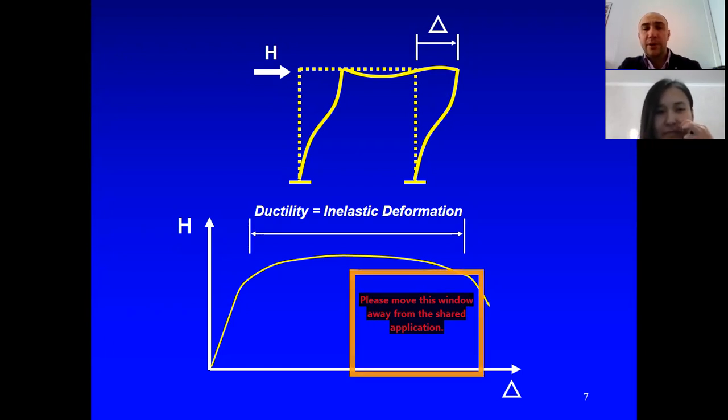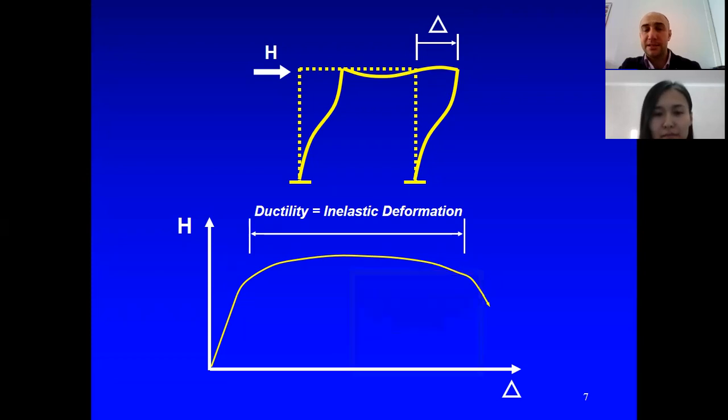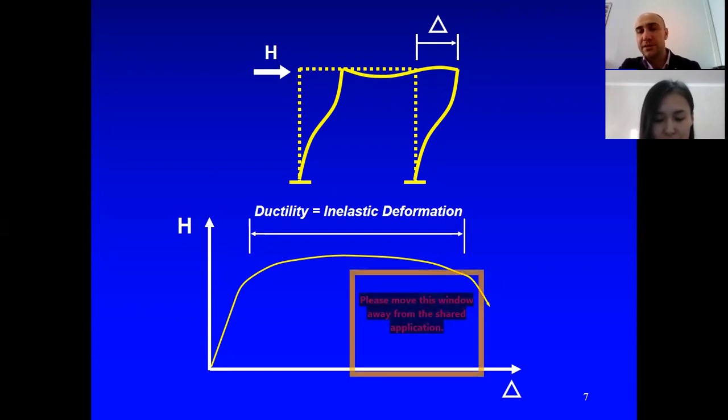So, during design of steel buildings, it is important to make a good analysis and to know how to read the analysis of steel buildings and see actually not just the elastic stage, but also the inelastic stage.